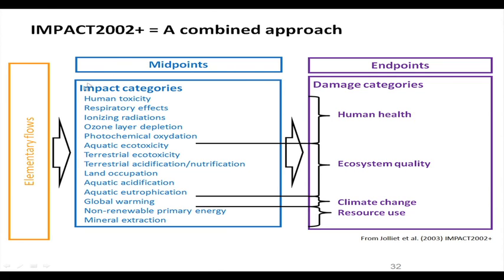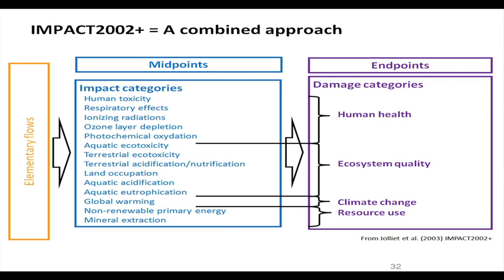So these are called midpoints, and this is IMPACT 2002+, which is a combined approach where we have both midpoint and endpoint approach, and this is published in this particular paper, Jolliet et al. 2003. And in many places this is still popular. Again, as I said earlier, there are different approaches being used in terms of impact assessment, and depending on which approach you are more comfortable with, people go with that. But IMPACT 2002+ and ReCiPe 2009 are the most popular ones, and we'll look at ReCiPe 2009 as well later on in the course.